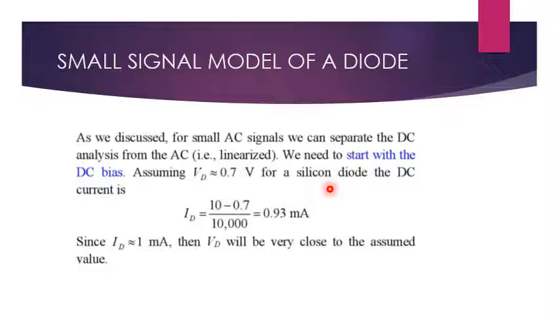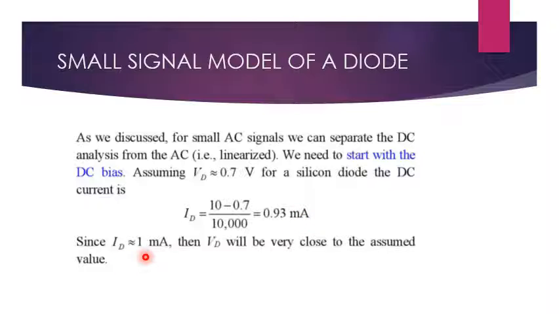I is equal to what? V by R. So what is V here? V is actually 10 volt which we have applied, and the drop across the diode is 0.7. So the total voltage drop, if I write Kirchhoff's voltage law in the loop, is 10 minus 0.7 over 10k, which is the resistance value. So I got 0.93 milliamps.